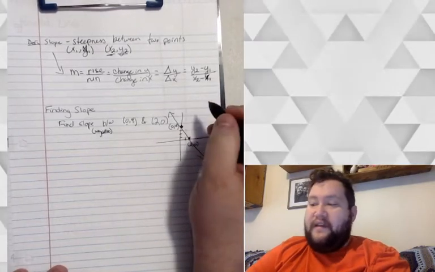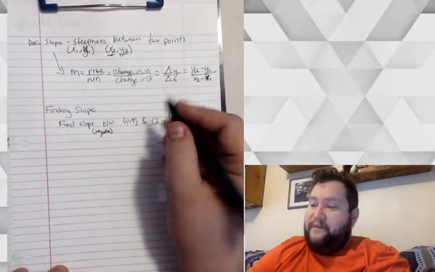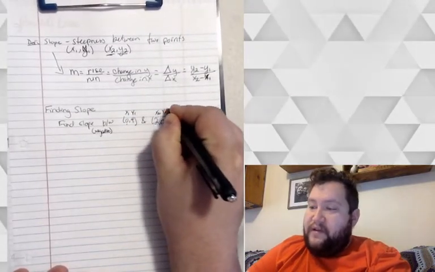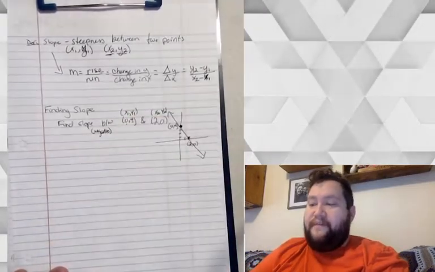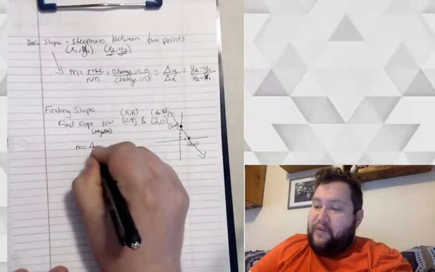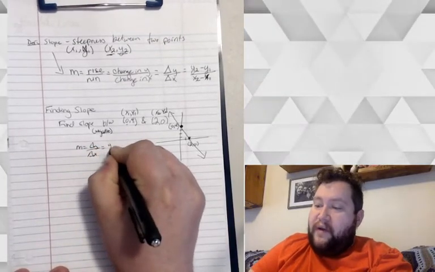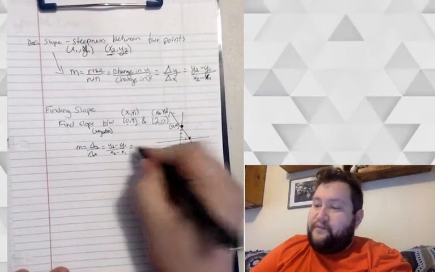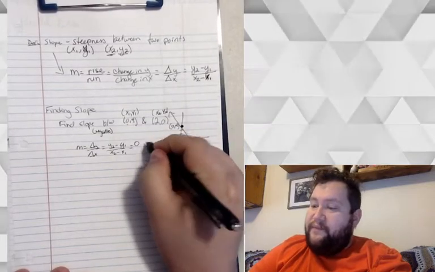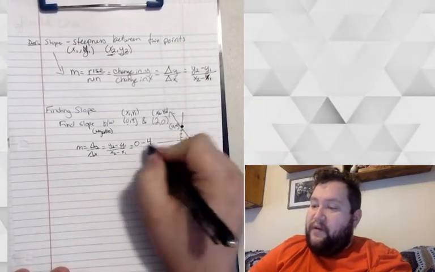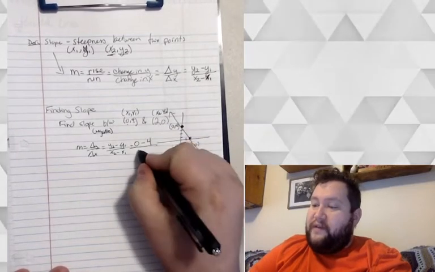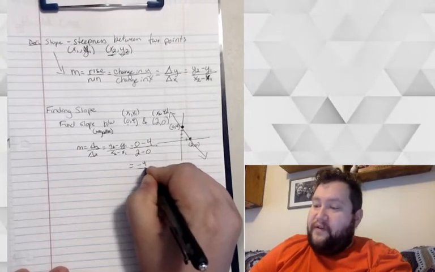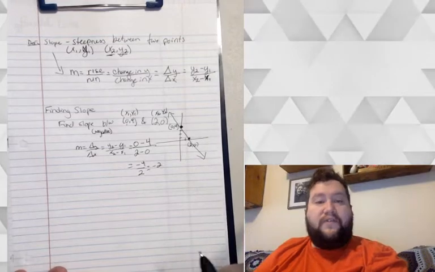So let's go ahead and just give these names. I'll call this x1, y1, x2, y2, just to help us keep that in order. So our slope is change in y over change in x, y2 minus y1 over x2 minus x1. y2 I said was 0, minus y1 is 4 over x2 is 2, x1 is 0. 0 minus 4 is negative 4 over 2, negative 2.